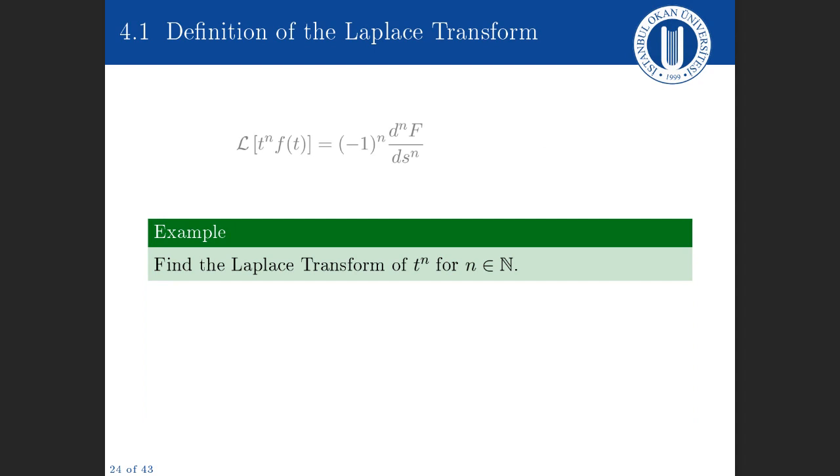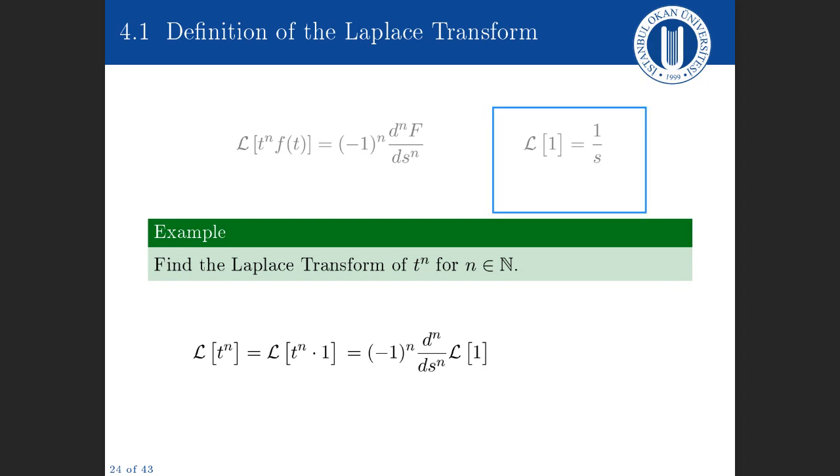We can also use this formula to calculate the Laplace transform of t to the power n. We're going to think of t to the power n as t to the power n multiplied by 1. And then we're going to be using the formula at the top. That must be the same as minus 1 to the power n multiplied by the nth derivative of the Laplace transform of 1. You will recall that the Laplace transform of 1 is 1 over s. So we're going to be doing n derivatives of 1 over s.